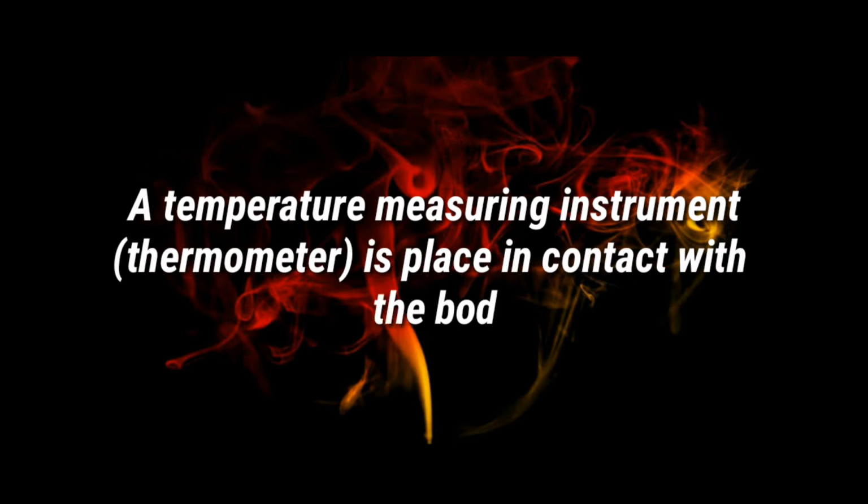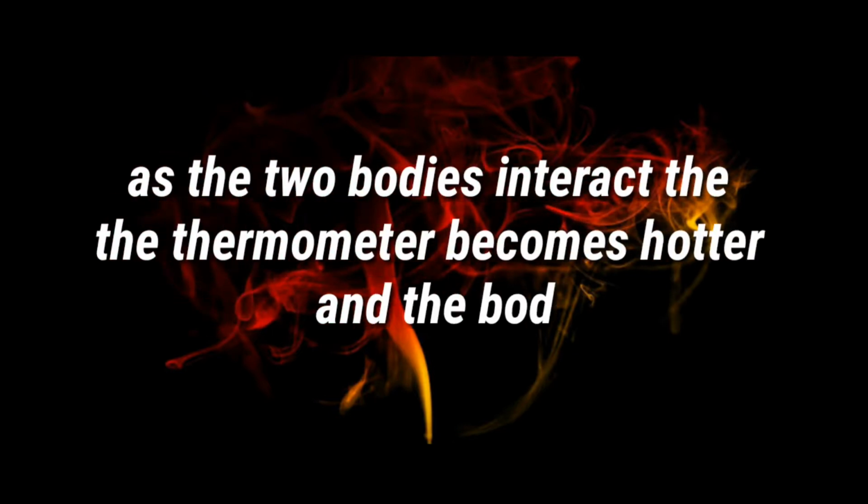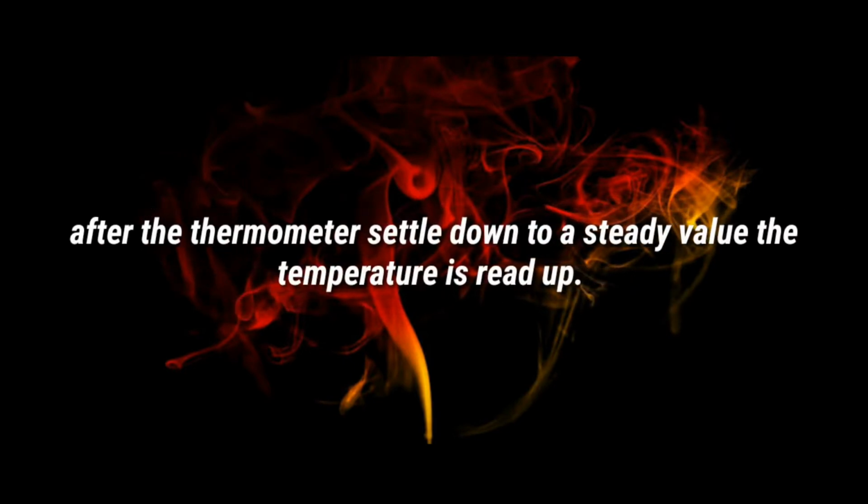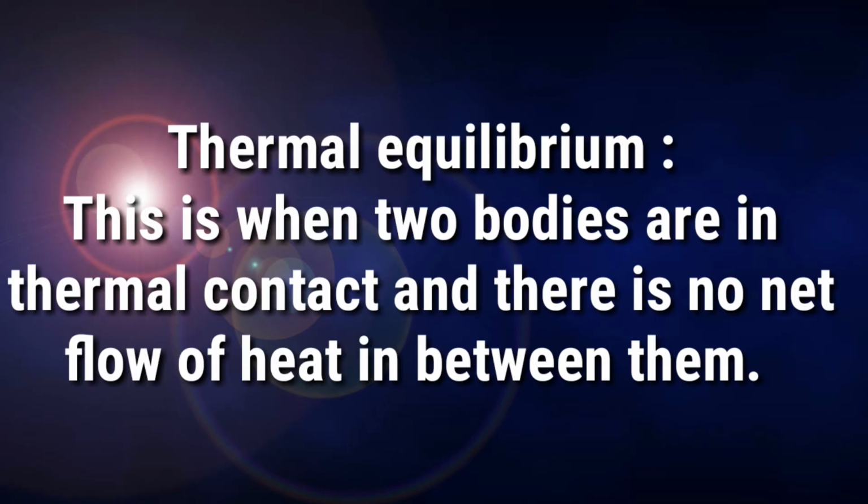So how do we measure the temperature of a body? A temperature measuring instrument, which is a thermometer, is placed in contact with the body. As the two bodies interact, the thermometer becomes hotter and the body cools a little. After the thermometer settles to a steady value, the temperature is read off. So measuring temperature has brought us to thermal equilibrium. Thermal equilibrium is when two bodies are in thermal contact and there is no net flow of heat between the two bodies.